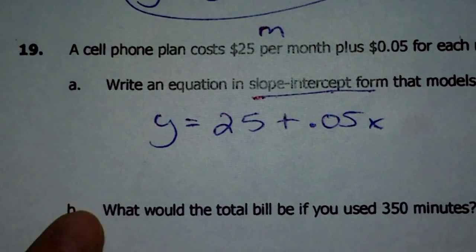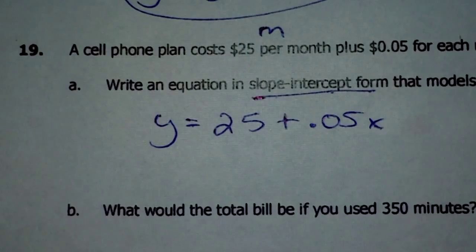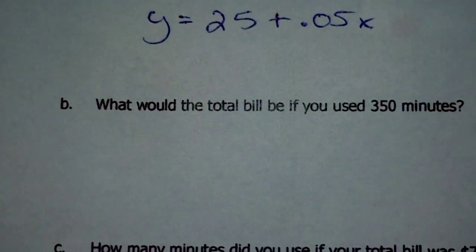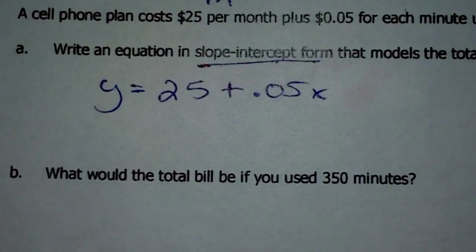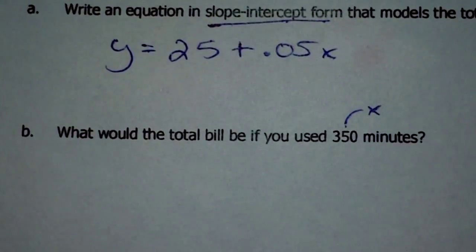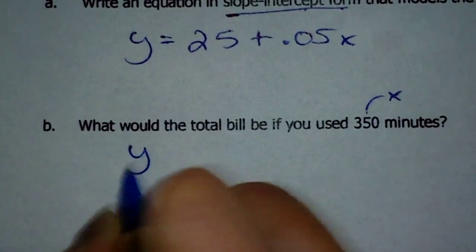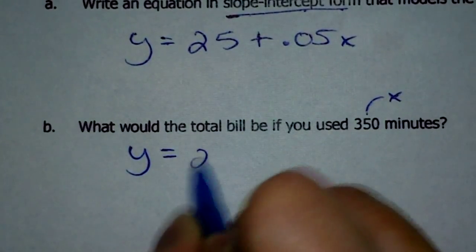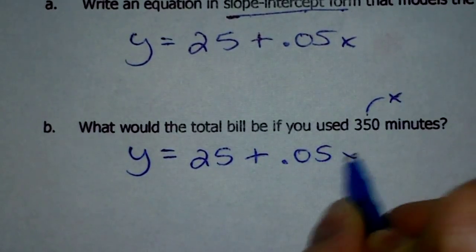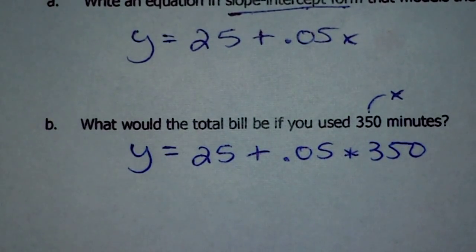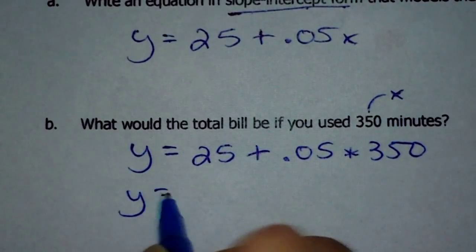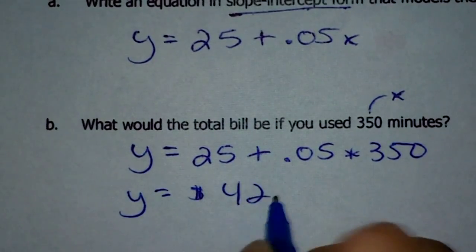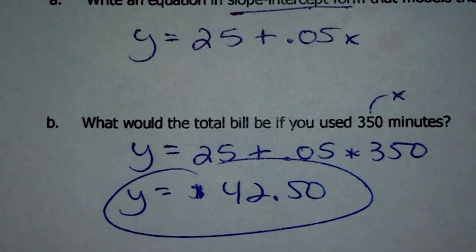All right, now letter B says, what would the total bill be if you use 350 minutes? So again, you're going to get a monthly bill here. So I'm asking you if when the minutes are 350, what your total bill is. Now here it says total cost Y and minute X. So I know that when I say 350 minutes, that means I'm plugging 350 in for X and trying to solve for Y. In other words, or in other numbers, Y equals, I'm going to have my $25 plus I'm going to pay 5 cents 350 times. So all you basically need to do to figure out your total bill is multiply 350 by the 5 cents a minute and add your 25 to it. So when you do that, you end up getting a total of $42.50. That's your total bill.